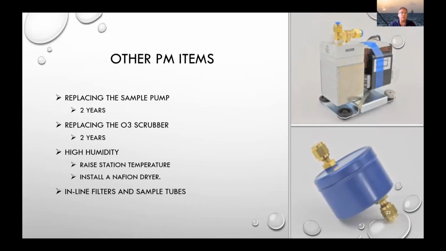You don't want to change your inline filter immediately before calibrating your instrument. 24 hours is probably a good idea. We've even taken to running ozone into the instrument and conditioning the filter. Sample tubes, same thing. Dirty sample tubes can definitely scrub ozone and skew your readings. So the sample tubes should be paid attention to and likely cleaned or swapped out about once a year.